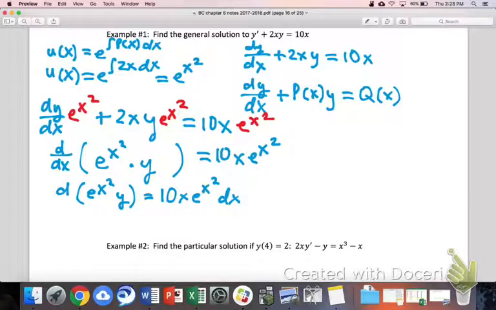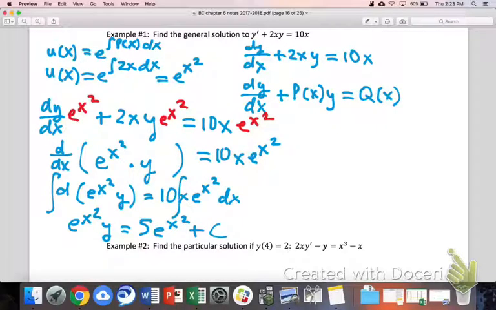Once we've done this, we can find the antiderivative. So I would antidifferentiate, and I think I'd exclude that 10 out of there, just to make it a little bit simpler, perhaps. So this gives me e to the x squared times y equals, what do you guys think about that right side? 1/2. 1/2 of 10, right? So 5e to the x squared plus c.